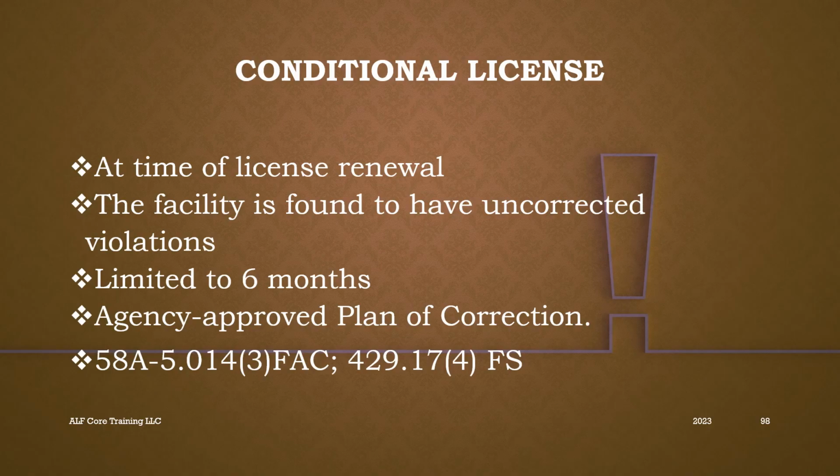No license is renewed if, at the time of license renewal, the facility is found to have uncorrected violations; it is limited to 6 months. The agency will need the approved plan of correction. This is 58A-5.014(3), Florida Administrative Code, and 429.17(4), Florida Statutes.